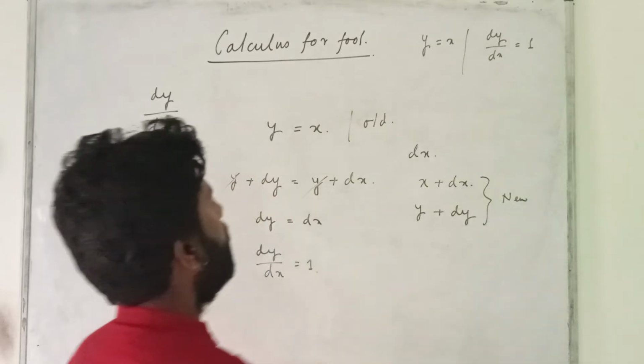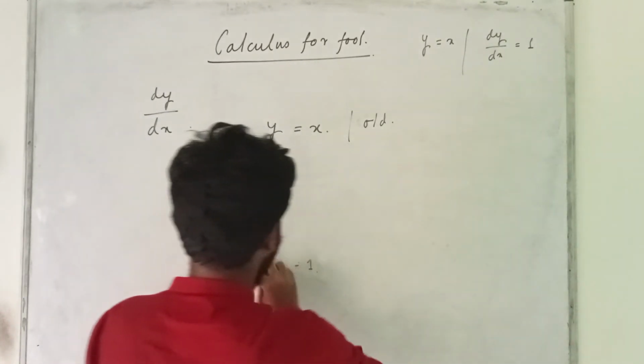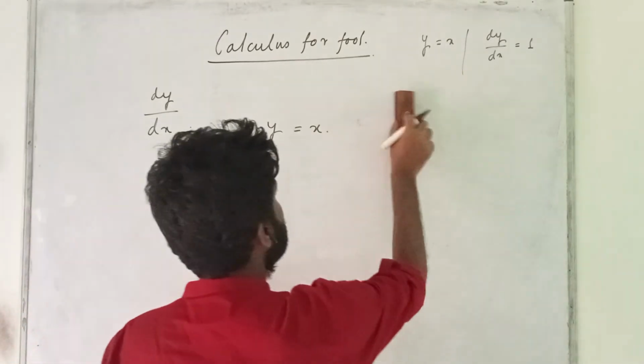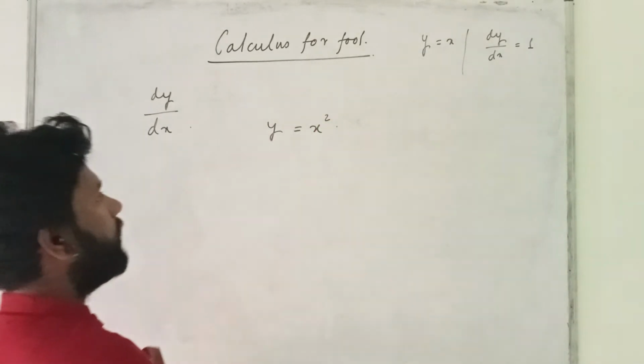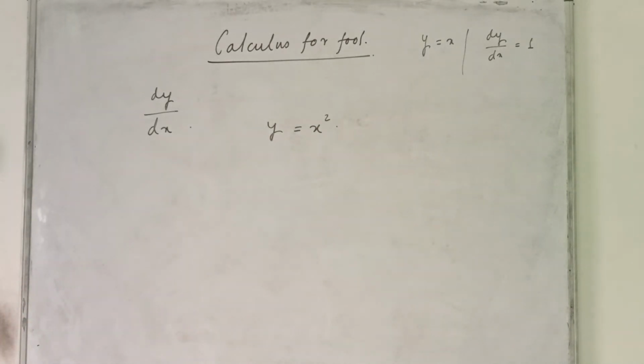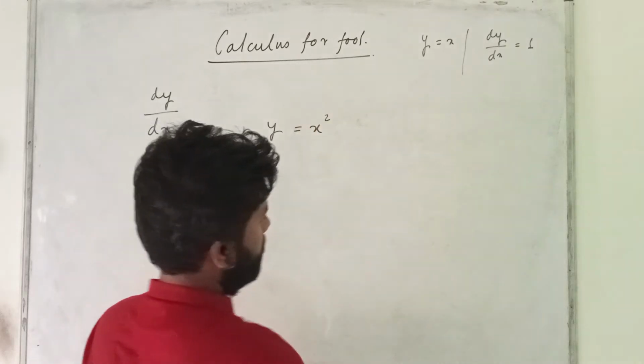Okay. Now for another example, if y equals x squared, then what will happen to dy over dx? Okay. So I will proceed in the same way.